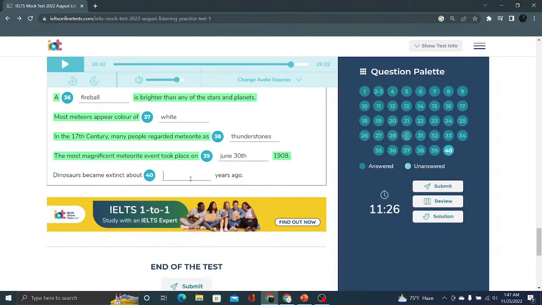let's listen to it for question number 30. Let's read it and find some clues for this question. Okay, dinosaurs became extinct about blah blah years ago.